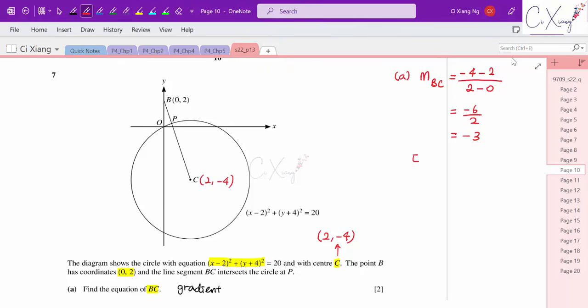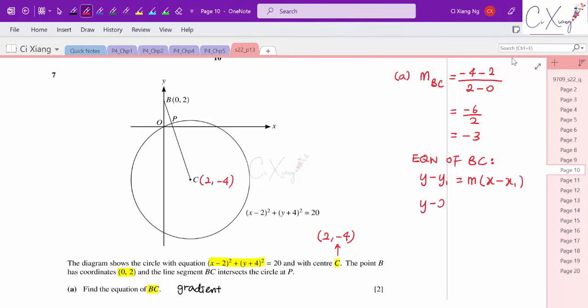And to form the equation of BC, I'm using this formula: y minus y1 equals m times (x minus x1). You can use any coordinate for B and C that you like, either B or C, up to you. For me, I'm using point B as its x coordinate is 0.